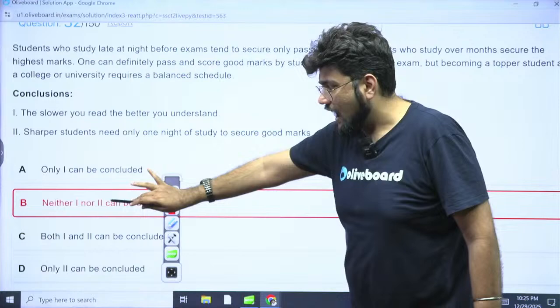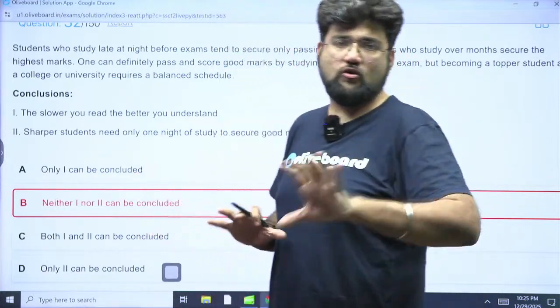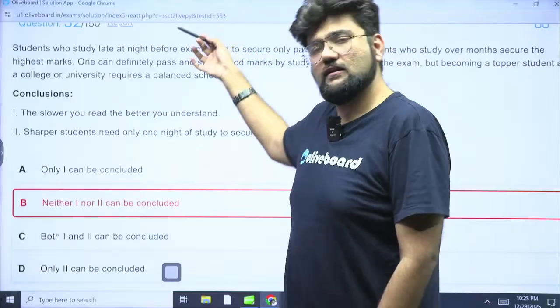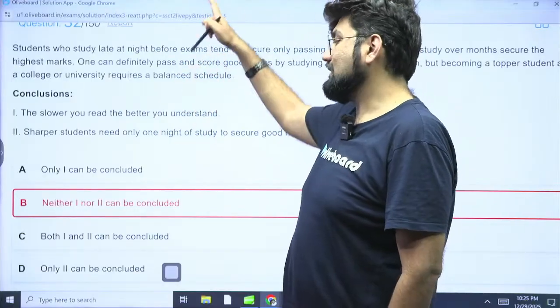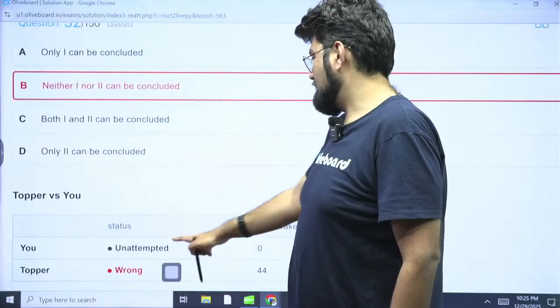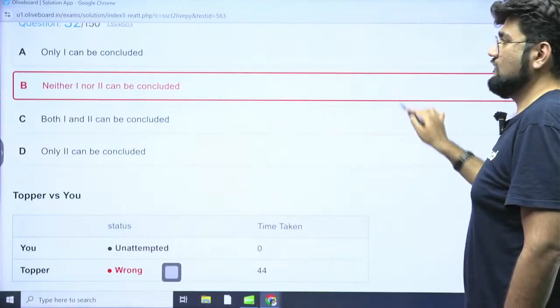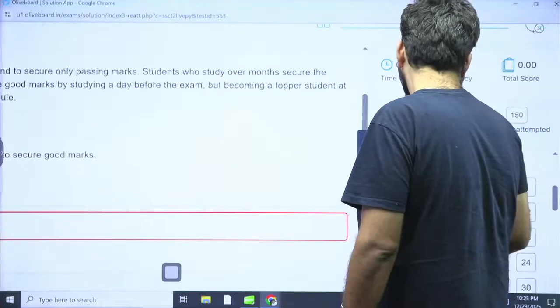So if you have marked option B, neither 1 nor 2, mark yourself as correct when you are actually analyzing the mock. You have not done anything incorrect. Your critical reasoning skills are absolutely fine. If you have marked anything else, you need to think. So that is exactly probably what happened here. After 44 seconds of thinking, the answer which was marked here by the topper was incorrect. Anyways, next.